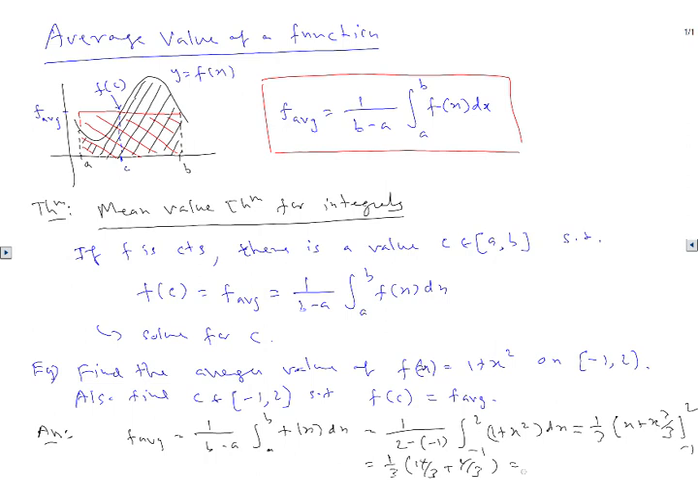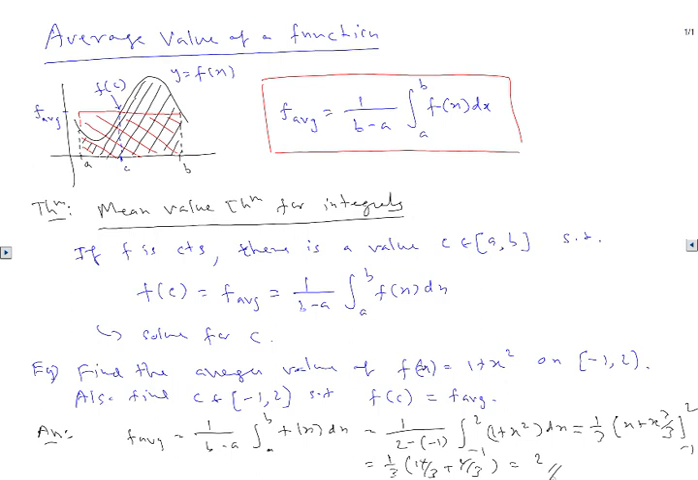So you're going to get 18 over 9, which means 2. So the average value is 2. That's the first part. The second part: also find c such that it's equal to the average value.